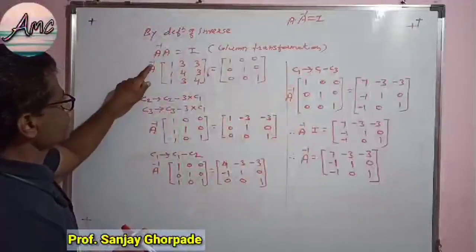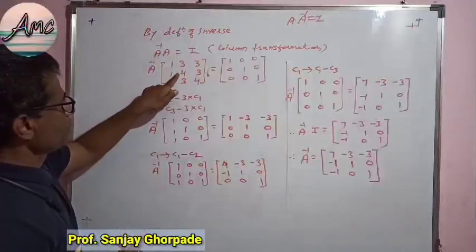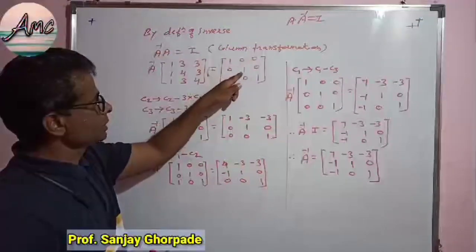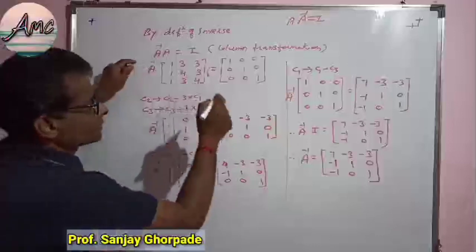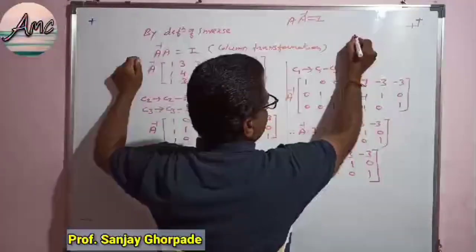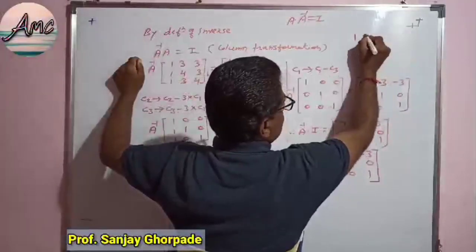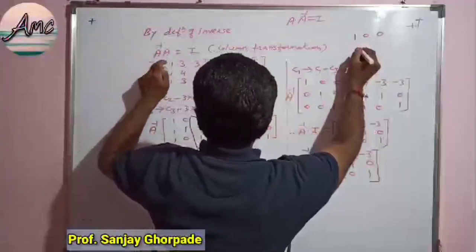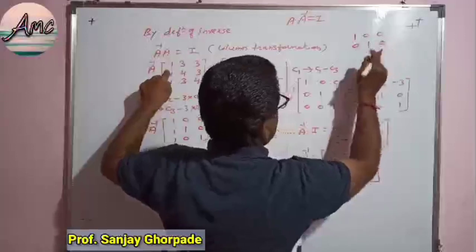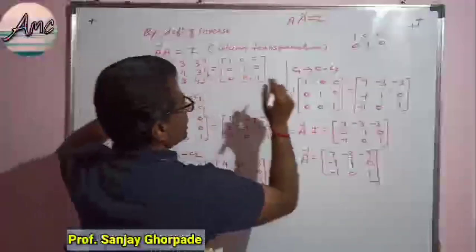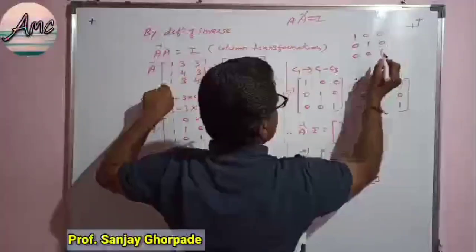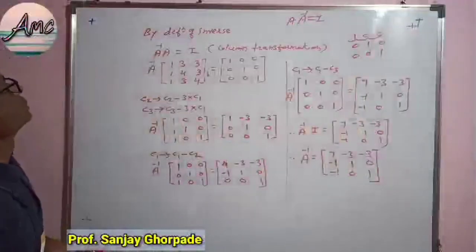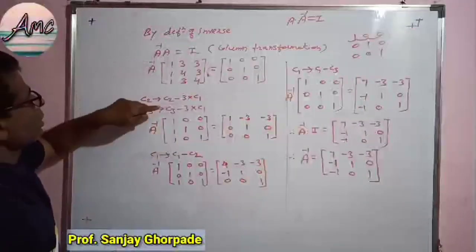So, A inverse as it is, and this is the matrix A: 1 3 3, 1 4 3, 1 3 4, equal to 1 0 0, 0 1 0, 0 0 1. See, for column transformation, first you have to make the first row 1 0 0. Then the second row of this matrix is 0 1 0. Then the third row is 0 0 1. So first you have to make the first row 1 0 0. For that, 1 is already present here.